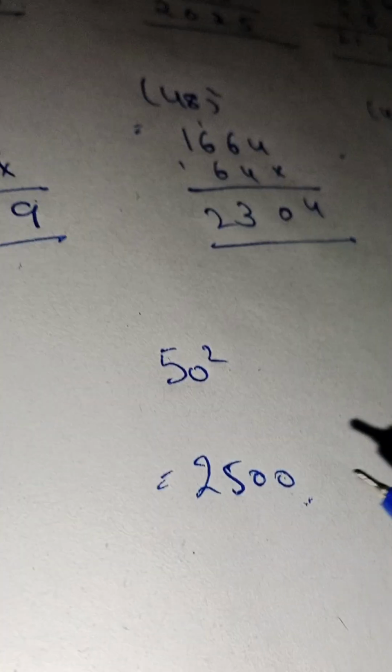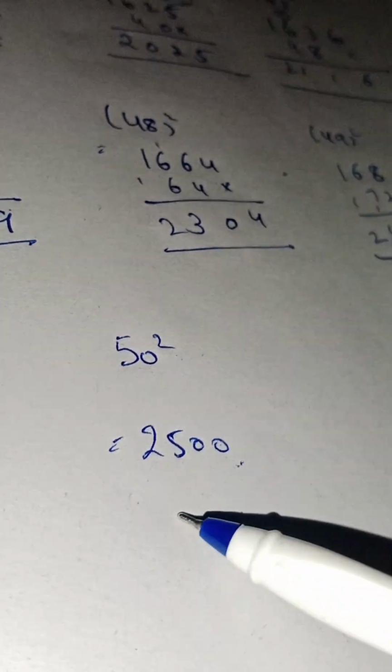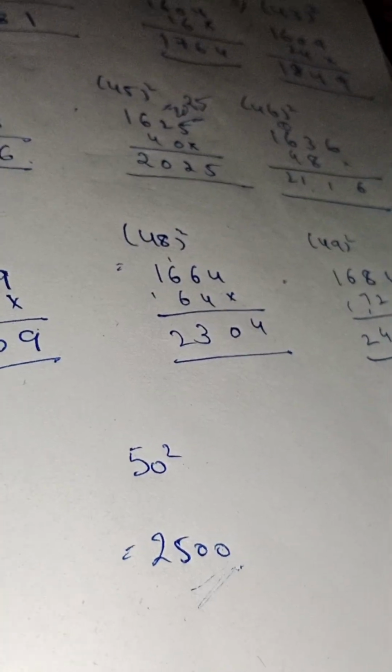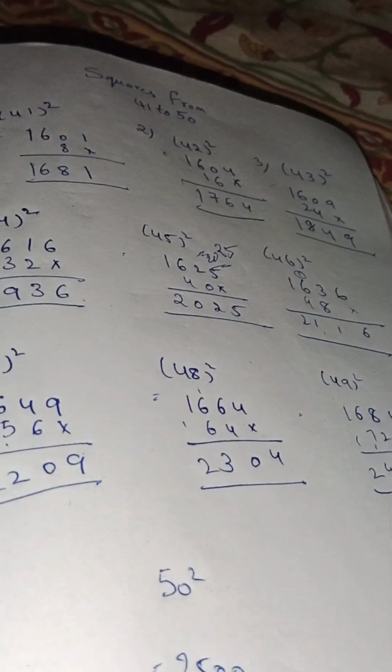And finally 50 square. 50 square is easy. 5 square is 25, 0 square is 00. 50 square is 2500. These are the small tricks to find the squares from 41 to 50.